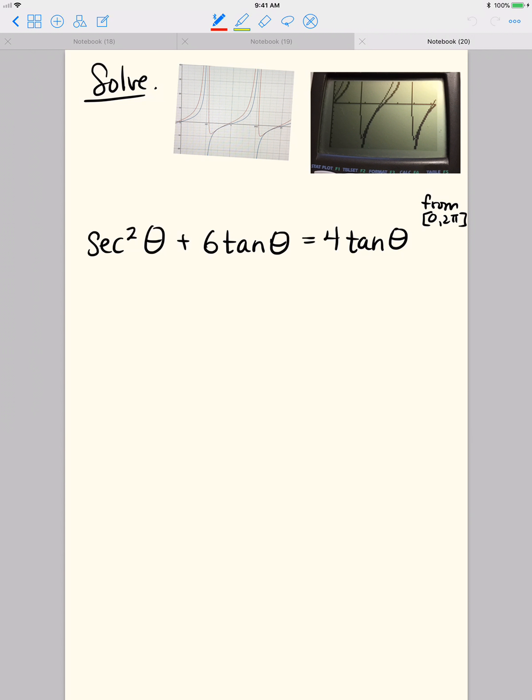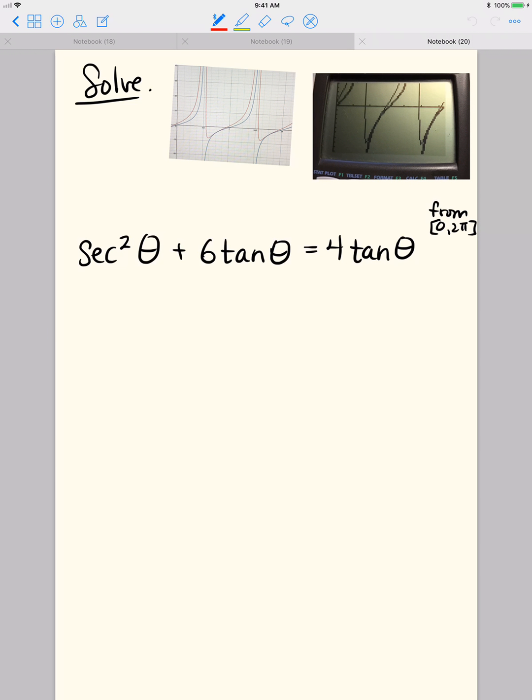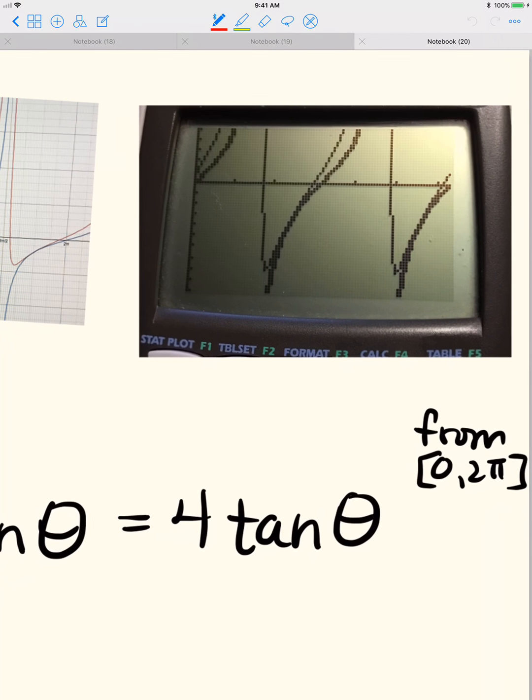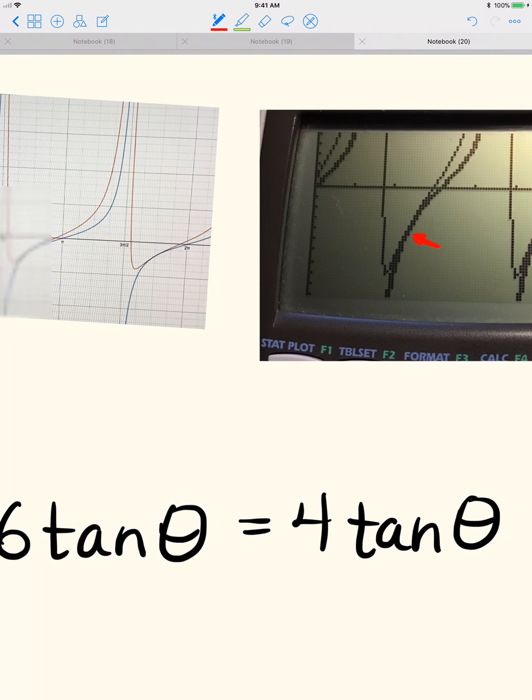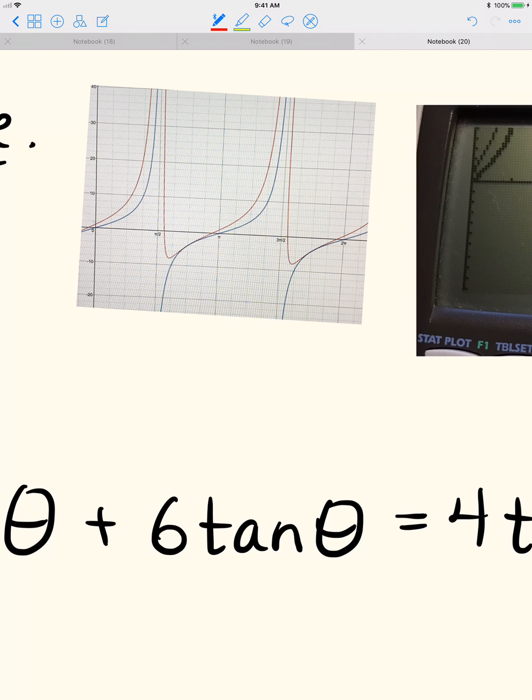So I graphed it in two different things, and I want you to notice this. It's a secant squared, which is a crazy graph anyway. And then we added 6 tangent of theta, and it equals 4 tangent of theta. So if I graph them separately and see where they intersect from 0 to 2 pi, I had to play with the window some, but here's the picture from the graphing calculator. The light graph is the left half, the dark graph is the right half, and you can sort of see that they touch each other in 2 places. And then here's the one from Desmos in color, so you can sort of see a little bit more. They just sort of touch at those 2 places.